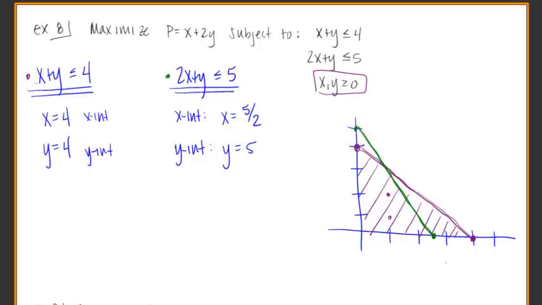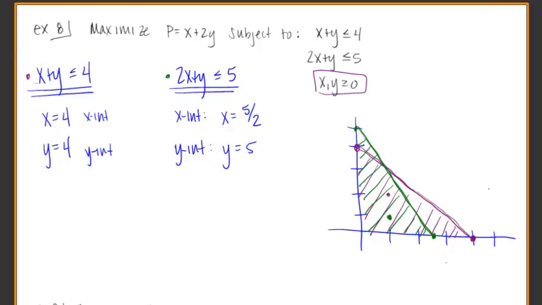Well, let's say I test it again. Let's say we want to test (1, 1) again. Notice that point right there. Is 2 times 1 plus 1 still less than 5? Well, 2 plus 1 is 3. That's less than 5. So I want to make sure from that green line that I am shading down towards the x-axis and the y-axis. Okay, so here, let's make this a little bit darker.